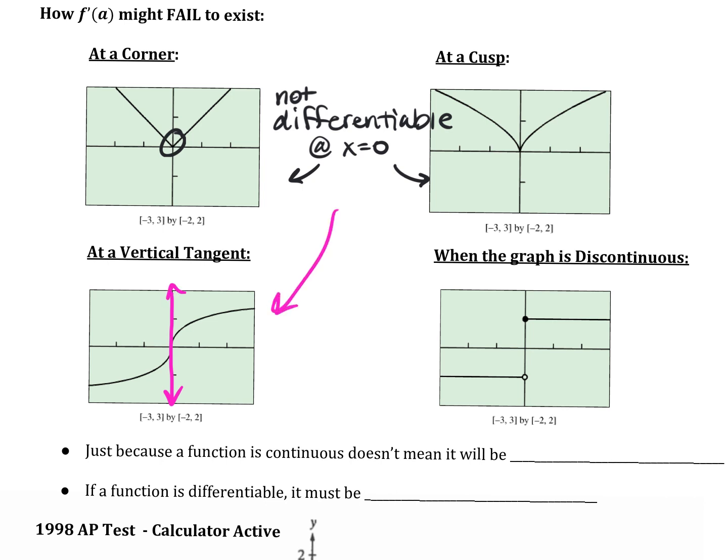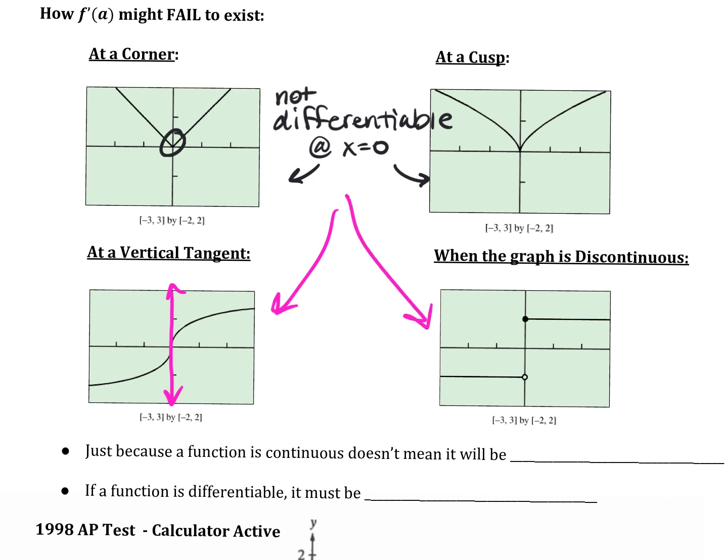Thank you. What about if I've got a discontinuity? What if I'm here? What's my slope over here? 0 because it's a horizontal line, right? What's my slope over here? 0. What's my slope at 0? I have no idea. You want me to put a slope over here? I don't know what that's going to look like. Doesn't exist. So again, not differentiable there either.